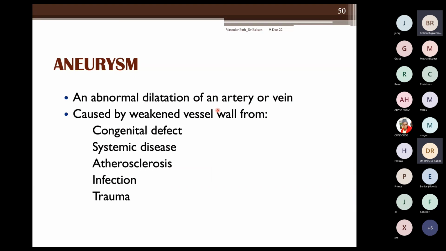So aneurysm, I think will not take too much time because we have covered this in general pathology. You know that this is an abnormal dilation of an artery or a vein caused by a weakened vessel wall. It can be caused by congenital defects, systemic diseases, atherosclerosis, infection, or trauma.